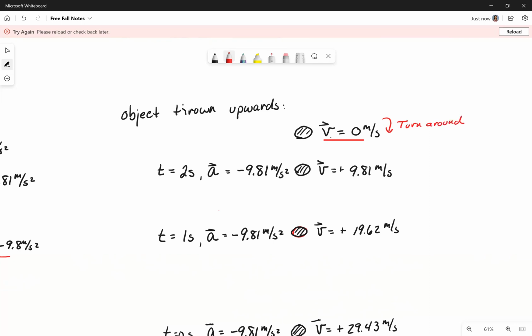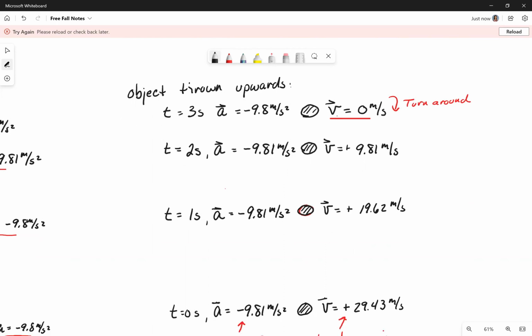When it turns around, you're going to have the same scenario as the beginning, and it's simply going to fall back down with the same acceleration, which means it will equally have the same velocities and the same heights on the way down. So at time equal to 3 seconds, we could say that this object comes to rest. Acceleration is equal to negative 9.8 meters per second squared again, right? So it's going to turn around and fall back down.